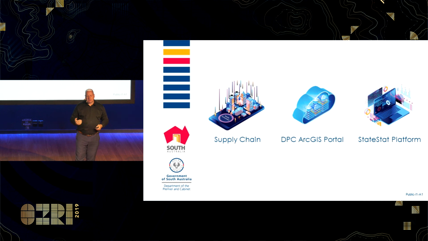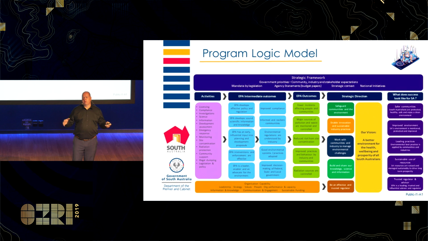Underneath that, they have their activities, their outcomes, their measurements, and their strategic direction, and then what does it look like for South Australia. So they articulated a bit about StateStat before we even got there. And then they have all their work program inside of it. And if you look through this, their activities, licensing, compliance, investigations, emergency response, illegal dumping, well, they're measurements. They're going to have to measure this.